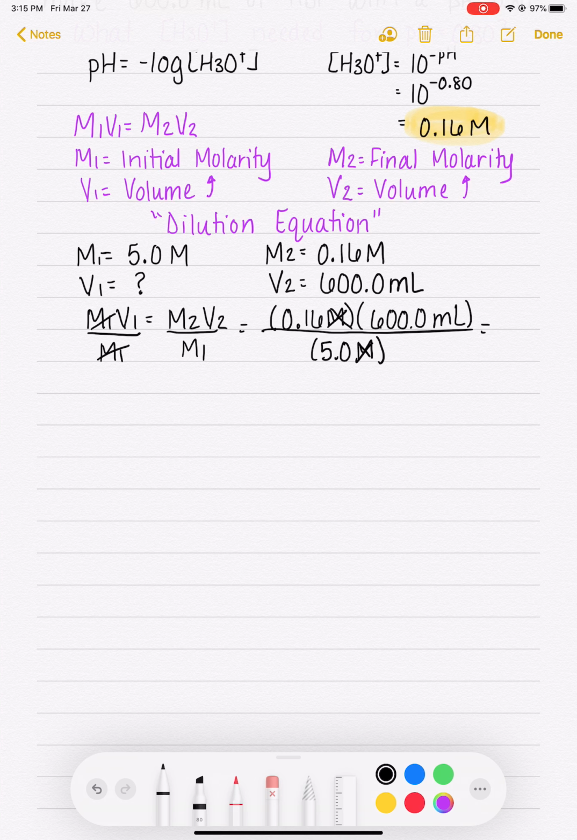0.16 times 600 divided by 5, we get 19.2 milliliters of solution needed.